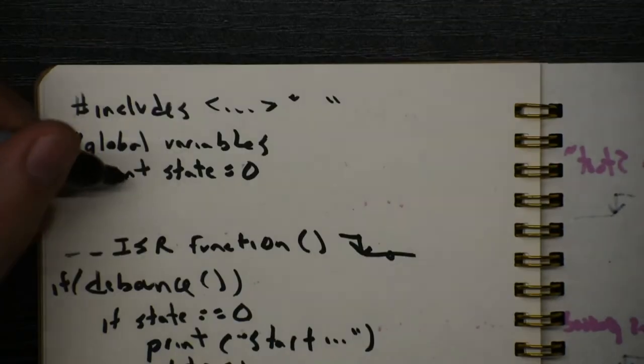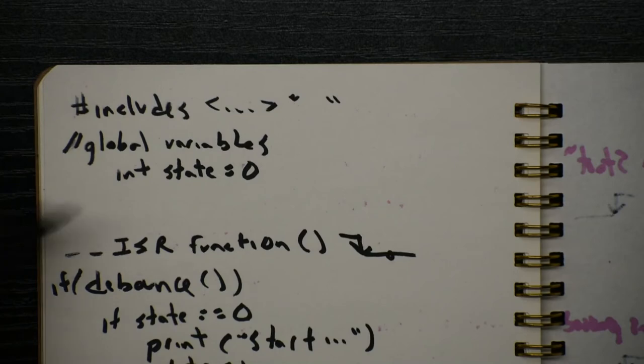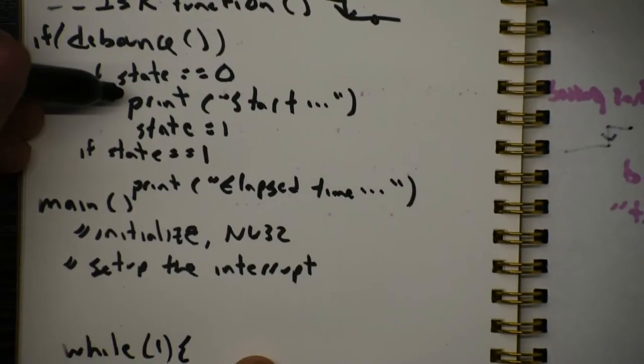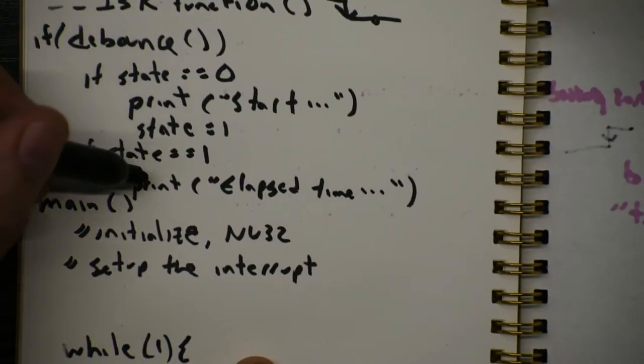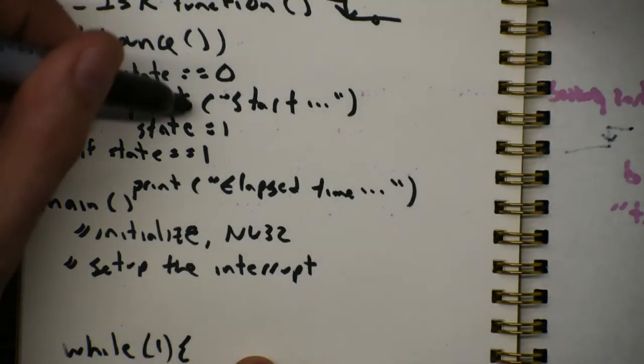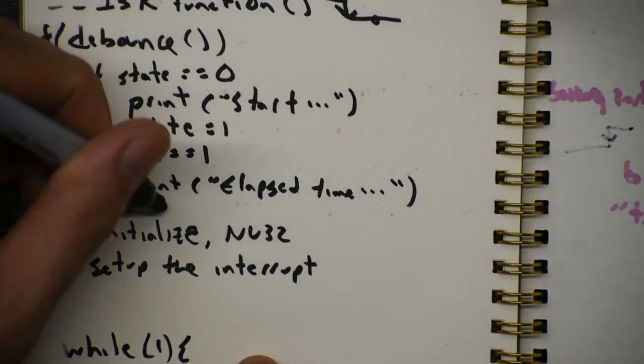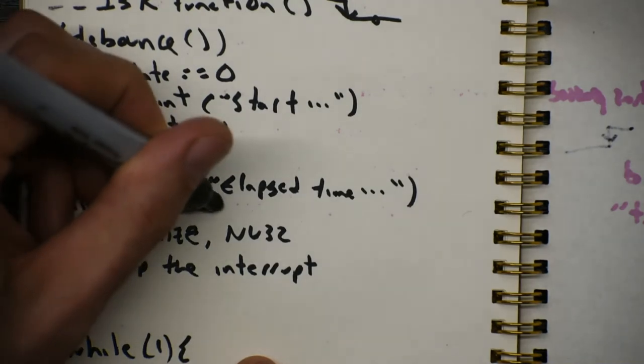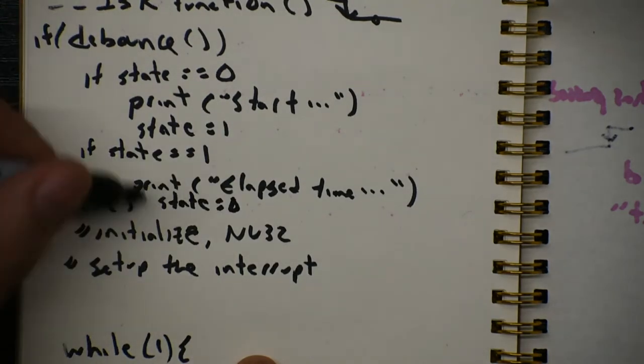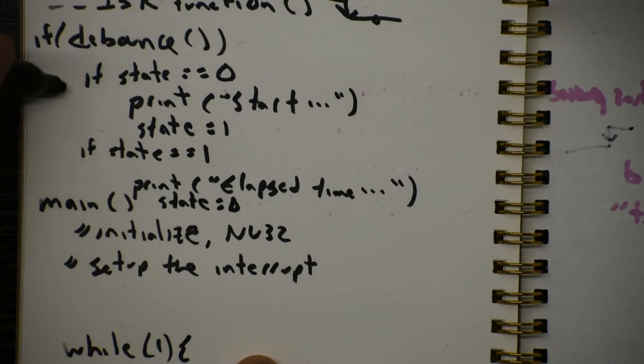So the state variable is important because it's going to keep track of should we print the start or should we print the elapsed time. When state is 0, we'll print start, we'll change state to 1. If the state is 1, we'll print elapsed time, and then we should set state back to 0. So then the next time around, we go back to here. So this is what creates the flip-flop from when we push the button, what do we do?